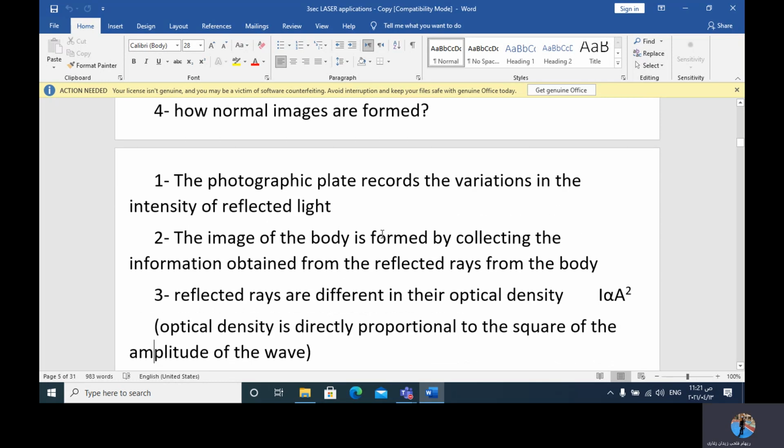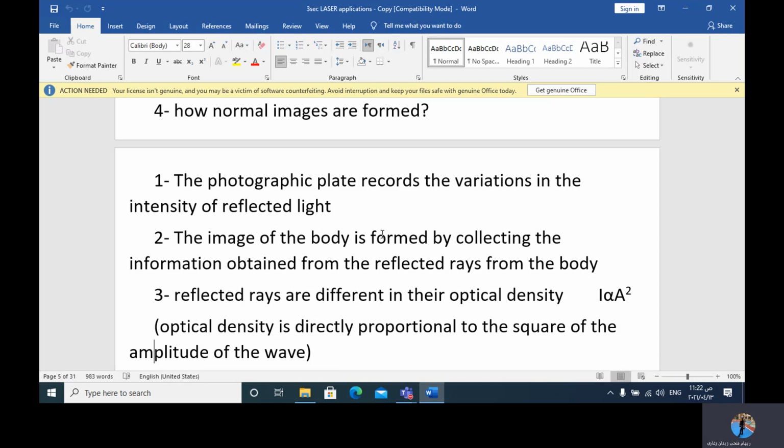Now, let's talk about the normal image. The photographic plate records the variation in the intensity of reflected rays. This is how the normal image is formed. You have an object, and then you have light falling on the object. The light rays will be reflected out from the object, and it will fall on a sensitive plate. And then by developing this sensitive plate, we can have an image. So the image of the body is formed by collecting the information obtained from the reflected rays from the body.